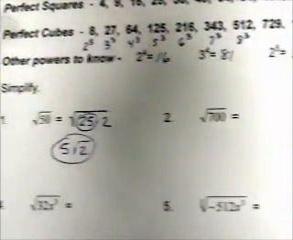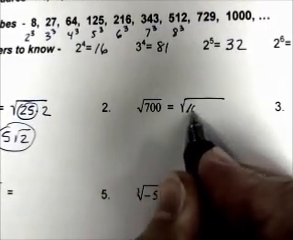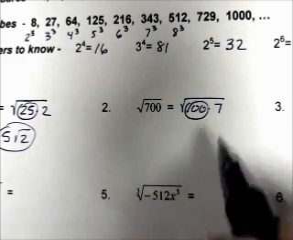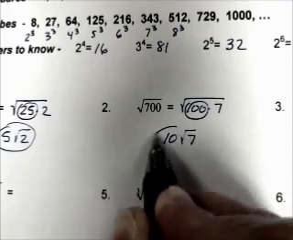Number 2, the square root of 700. We'll express 700 as 100 times 7. 100 is the perfect square. Its square root is 10, so 10 square root of 7.